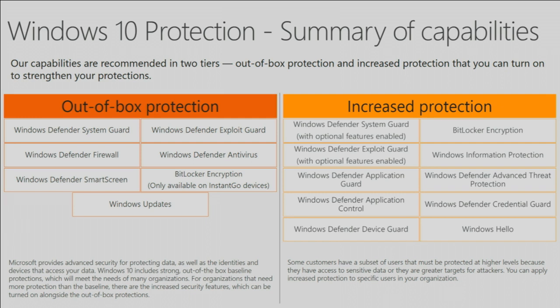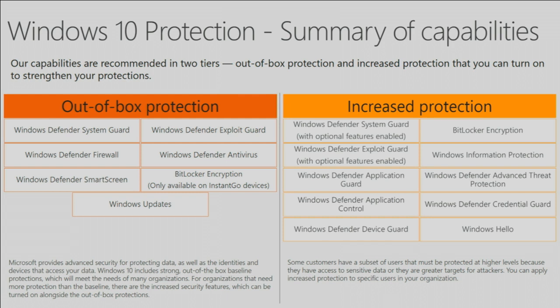So we want to distinguish between two different capabilities. One is the out-of-box protection features, and one is the increased protection features. Each Windows 10 device is protected out of the box with the out-of-box protection features. That means that consumers, as well as small businesses that don't have the capabilities to provide IT management to their devices, already get a secure experience, right?